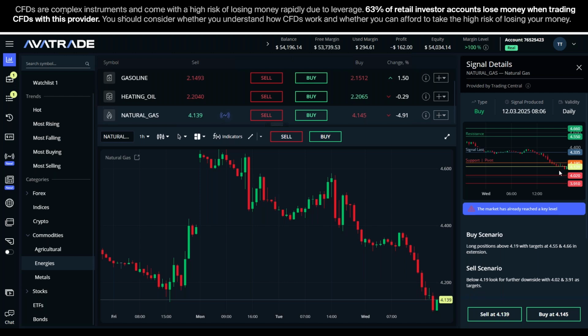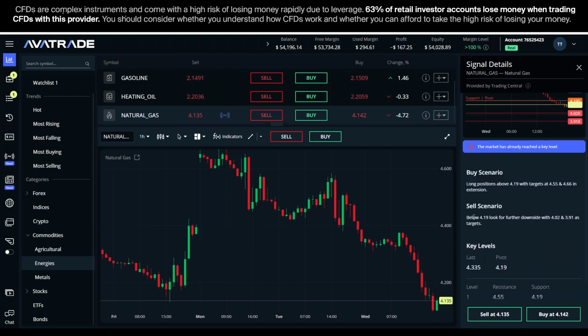Okay, so as a signal right now, this is a sell signal. Why is it a sell signal? Because it's below the pivot line now. And what it tells you is if the signal is below the pivot level, then look for further downside towards these red lines, these prices, 402 and 391. Okay, so the buy scenario failed. Doesn't mean it won't go back above the pivot. If it does, then the buy signal's back on. But currently, the fundamental news caused this buy signal to go bad.